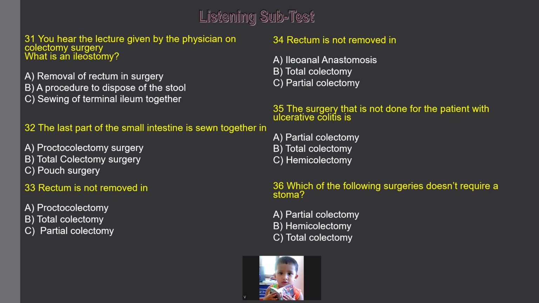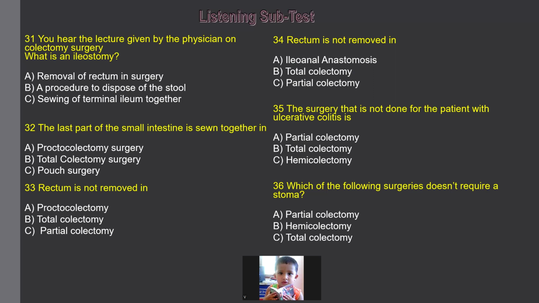Hello, doctor. Please explain to me different types of colectomy surgery. Well, the surgery to part of or all the colon or the large intestine is called a colectomy, and there are many types of colectomy surgeries. The type of surgery and how much the colon is removed is based on the disease and the extent of damage to the large intestine. In the proctocolectomy, the colon is removed along with the rectum.